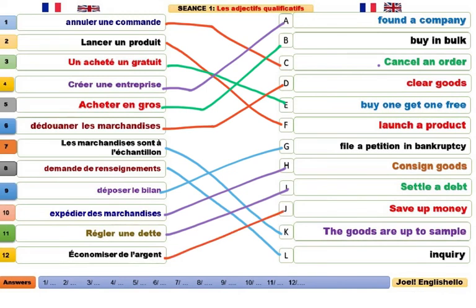To save up money. So let's recap rapidly. On récapitule rapidement. Annuler. Cancel. Lancer. Launch. Acheter. Buy. Buy in bulk. Acheter en gros. Créer une entreprise. Found a company. Dédouaner une marchandise. To clear goods. Dédouaner.